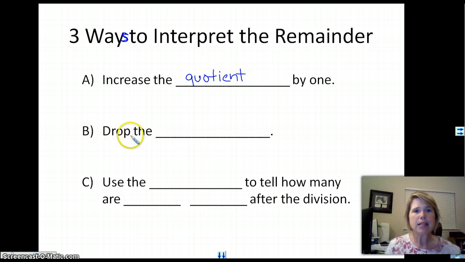The second way is that we are going to drop the remainder. Okay, R-E-M-A-I-N-D-E-R. I can't spell tonight. Okay, we're going to drop the remainder. That would be an example if we had 12 remainder 7, and the question is asking for how many baskets can I make. Then we're going to drop the remainder. I'll show you an example of that. And then we're going to use the remainder to tell how many are left over.